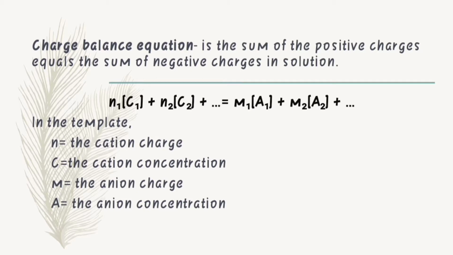So here is a simple equation to follow in writing the charge balance equation. The n here represents the cation charge, the C represents the cation concentration, the m represents the anion charge, and the A represents the anion concentration. So this part is the positive and this one is the negative.